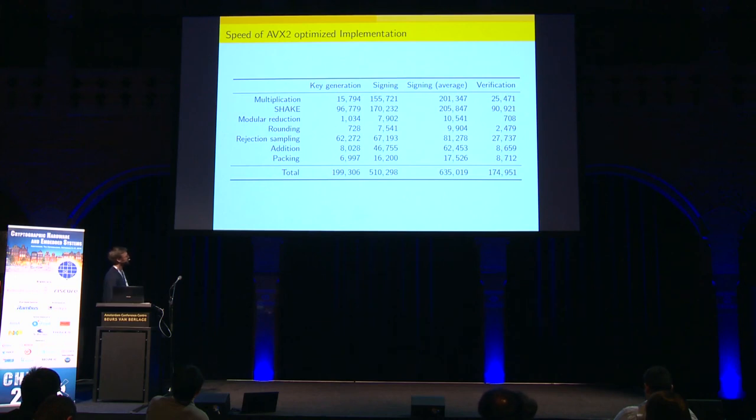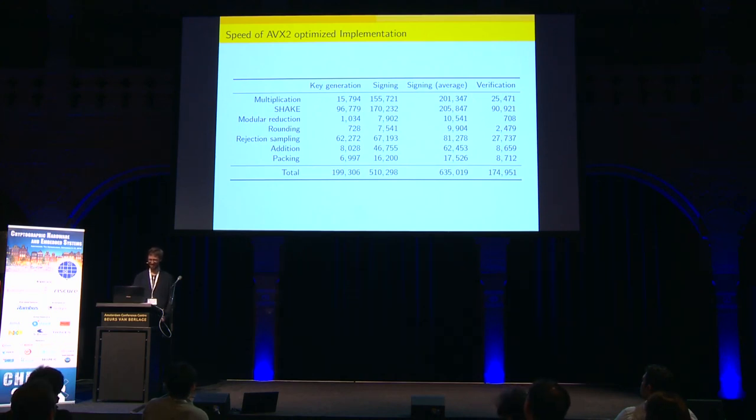Yeah, and so it's basically the last thing in the talk. These are the performance numbers of our AVX2 optimized implementation, and you see that for signing we are down to 510,000 cycles in the median, or 635,000 on average, which we think is very competitive. And with this I want to end my presentation. Maybe one more thing. Although there's a very fast multiplication and SHAKE implementation now, this is still the most time-consuming operation, but not with this much gap to the rest. Okay. Thank you very much.